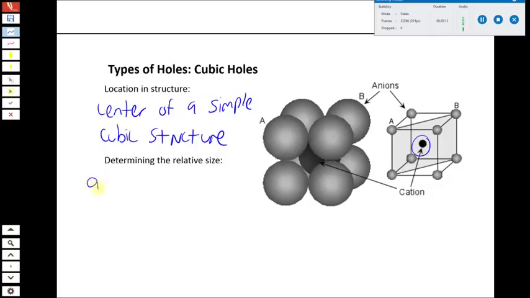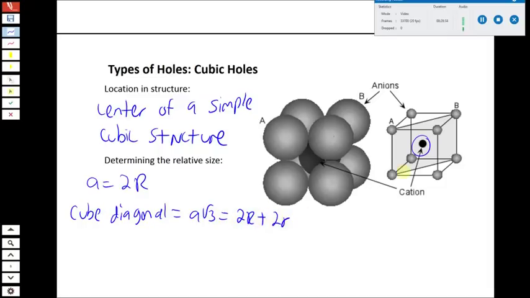So as we saw last time, for a simple cubic structure, the side length A is equal to 2 times the radius. The diagonal of a cube from geometry is A times the square root of 3, which is equal to 2 times big R plus 2 times little r. So as we go across the diagonal, we go through the radius of the large one, we go through the diameter of the small one, and the radius of the large one to get to the other corner. So that's the relationship between cube diagonal and radius.